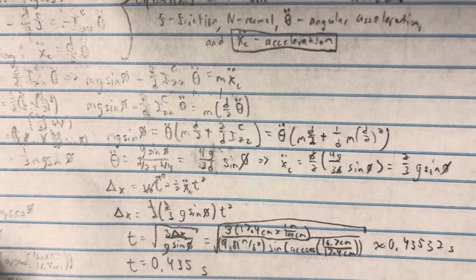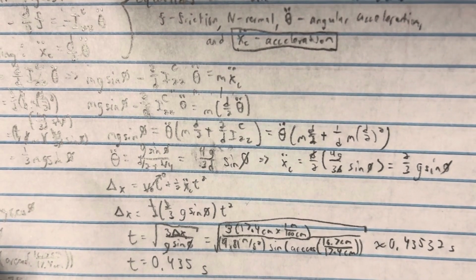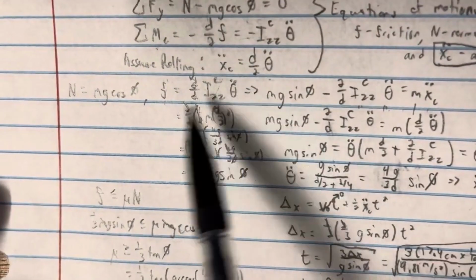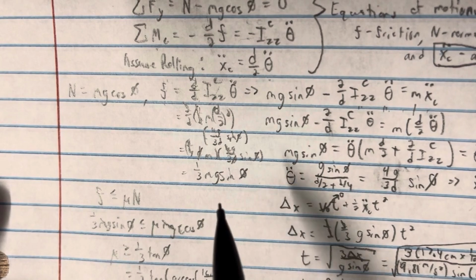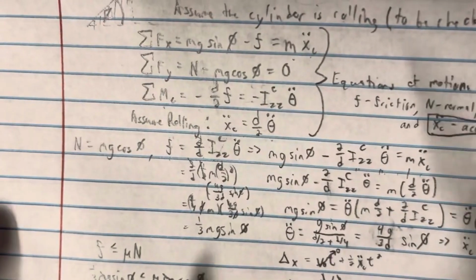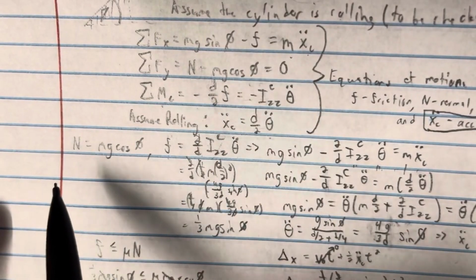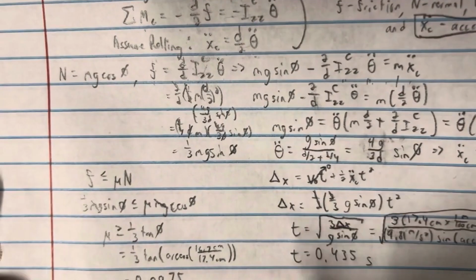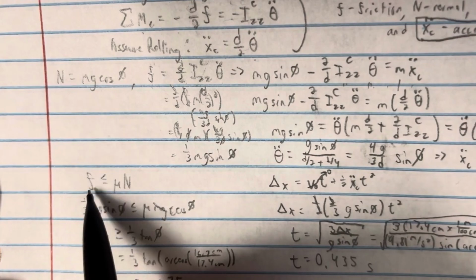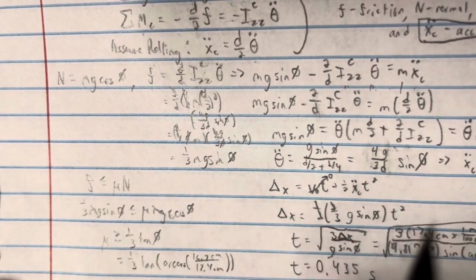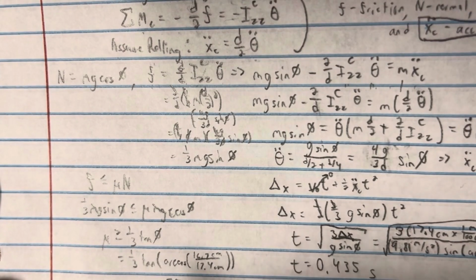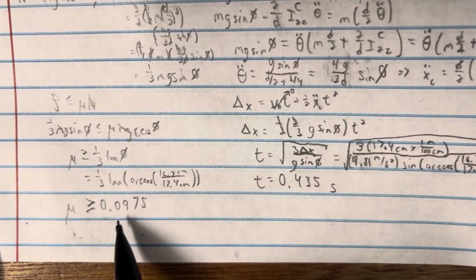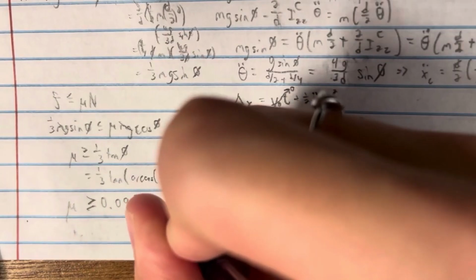But before we check what our time is, we need to verify first that we are actually rolling. So using this theta double dot, we can plug this back into our equation for the friction. And we find that the friction is 1/3 mass times the gravitational constant times the sine of the angle of the ramp. Now from equation 2, the forces in the y, we can clearly see that the normal force is equal to mass times the gravitational constant times cosine of phi. If we use the relationship that the friction when rolling is less than or equal to the coefficient of friction times the normal force, the coefficient of friction must be greater than or equal to 0.0975, which is approximately 0.1.